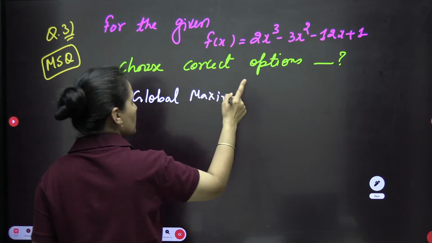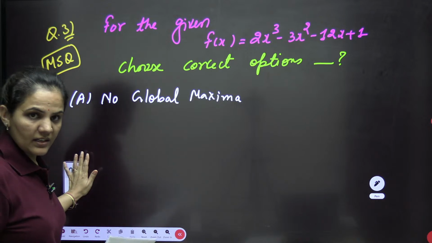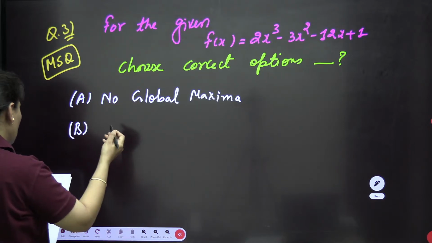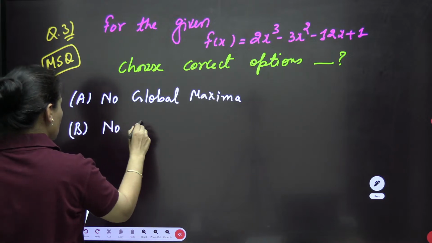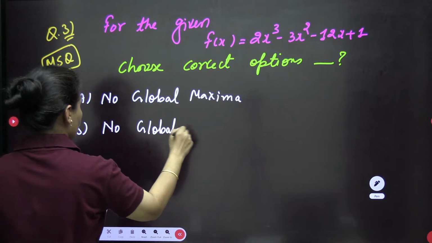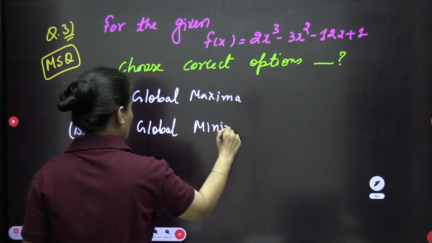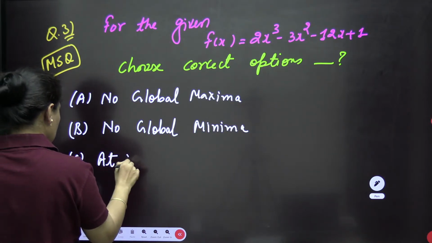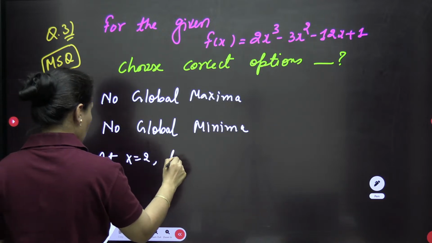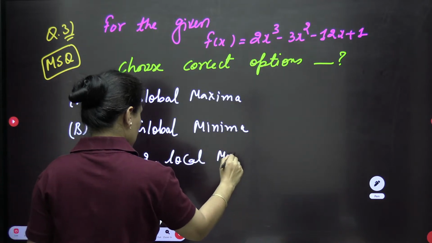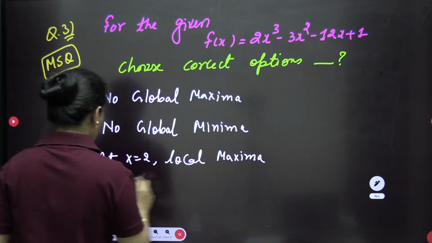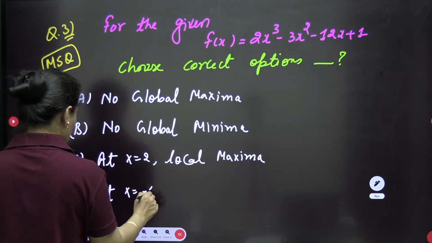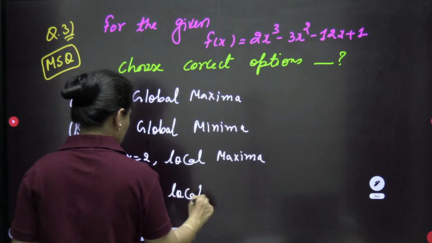Global maxima is only possible when the interval is there, right? Infinite result, but interval is there, closed interval or open interval. No global minima, global or absolute minima maxima. It's talking about at x equals 2, local maxima exist, and at x equals minus 1, local minima exist.